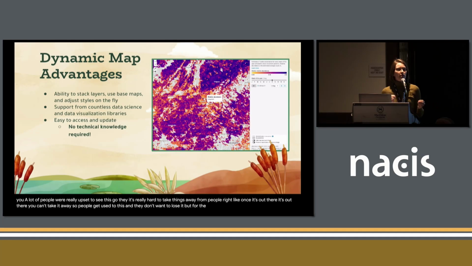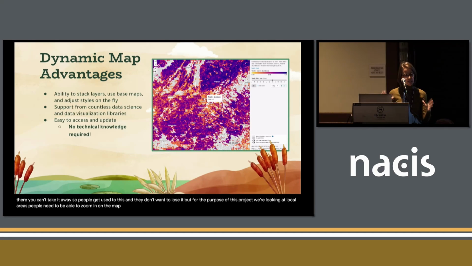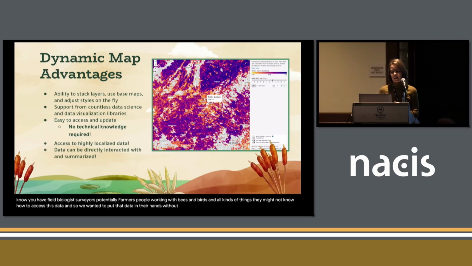But for the purpose of this project, we're looking at local areas. People need to be able to zoom in on the map and see their exact area of interest. I'm going to go through these with more concrete examples, but I really want to emphasize that we wanted to take the technical knowledge out of the equation. You have field biologists, surveyors, potentially farmers, people working with bees and birds and all kinds of things. They might not know how to access this data. And so we wanted to put that data in their hands without needing that knowledge.